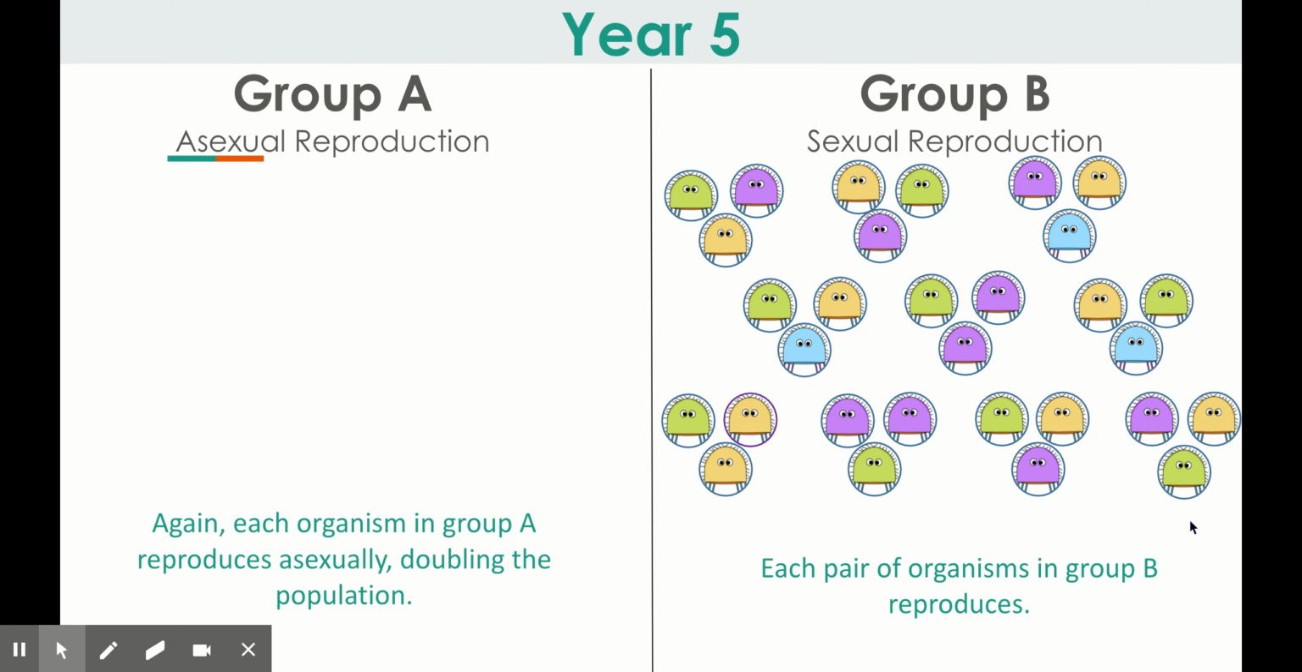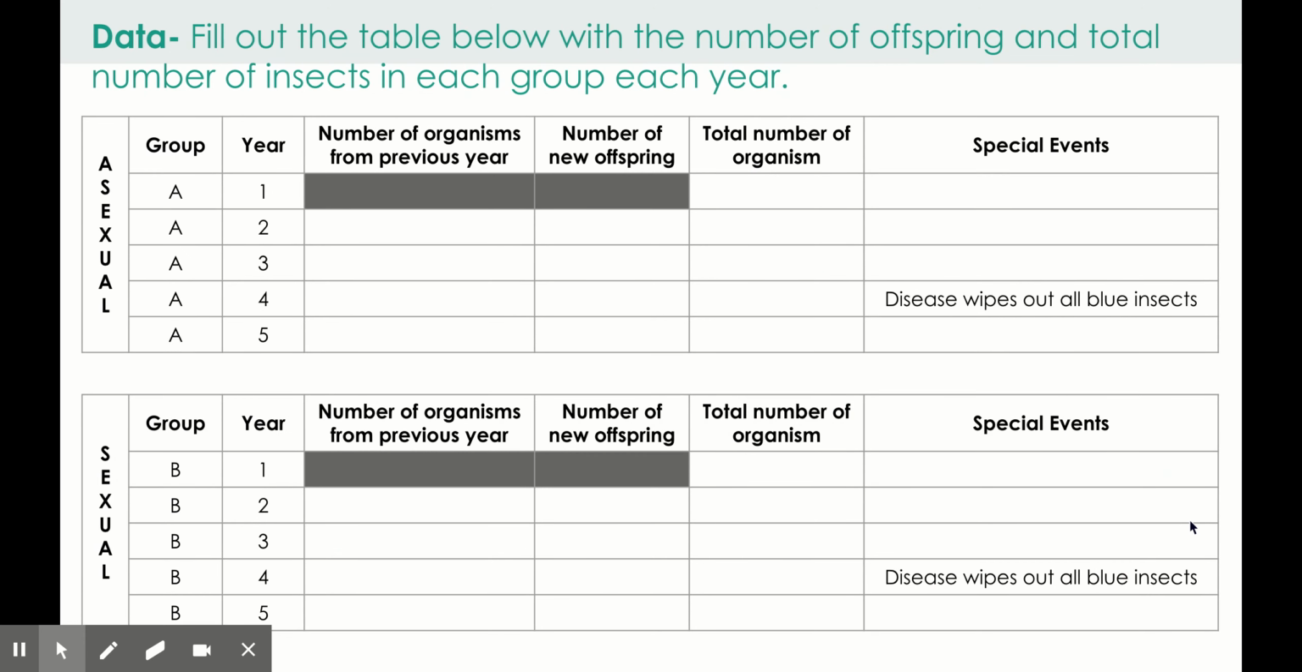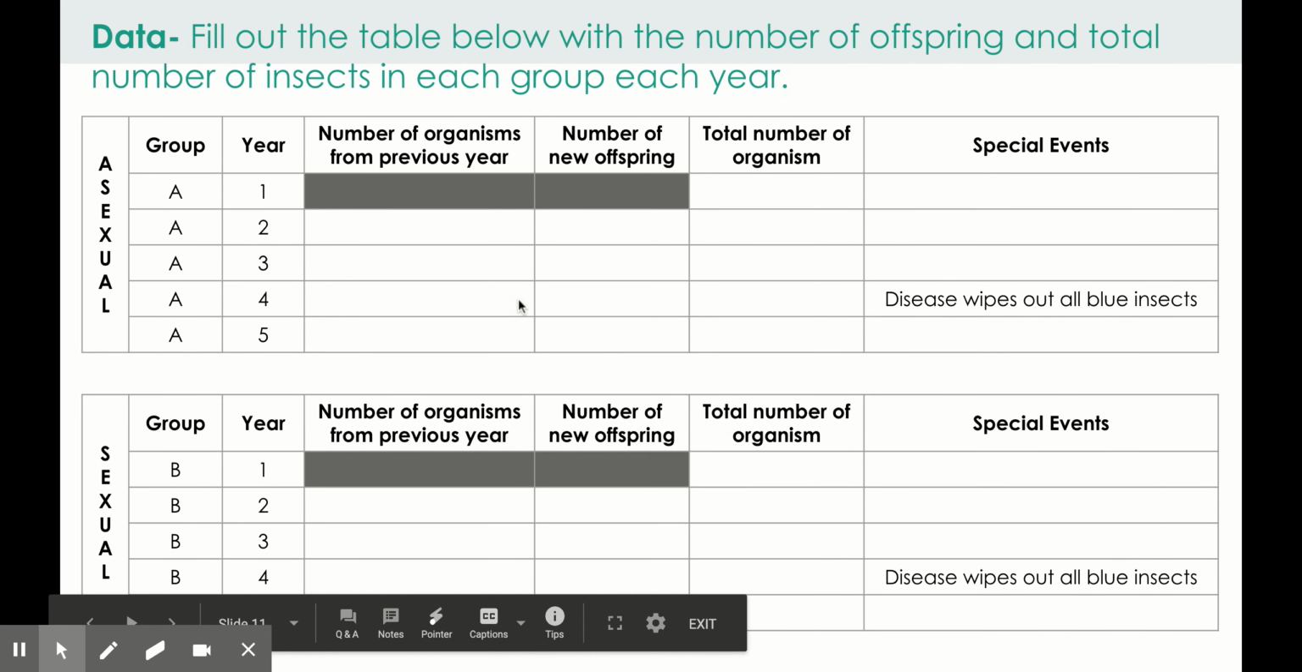So here's year 5. You're going to count how many organisms are in each of the groups as well. And you're going to be able to use this data to make some conclusions about the disadvantages and advantages of asexual and sexual reproduction. So here's the chart. I just want to go over how you fill this in.